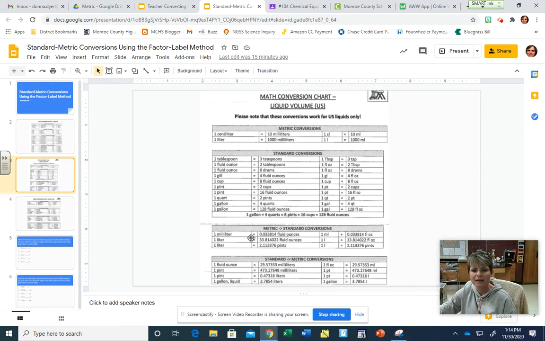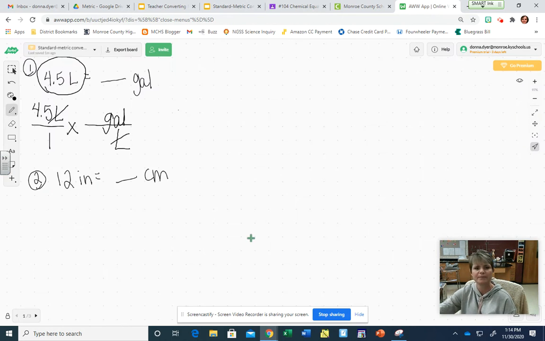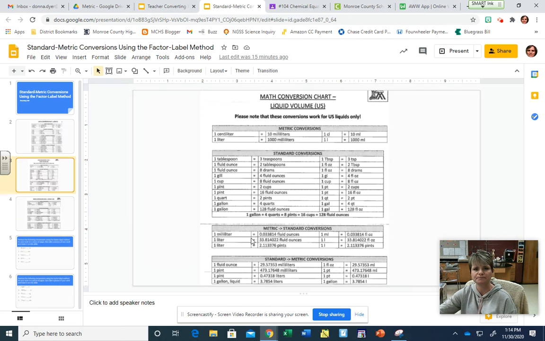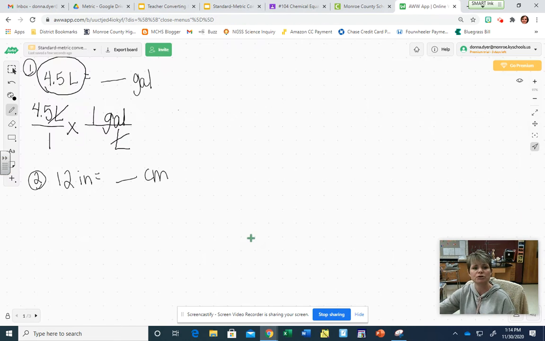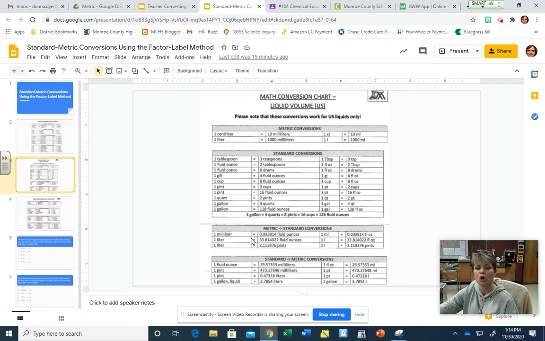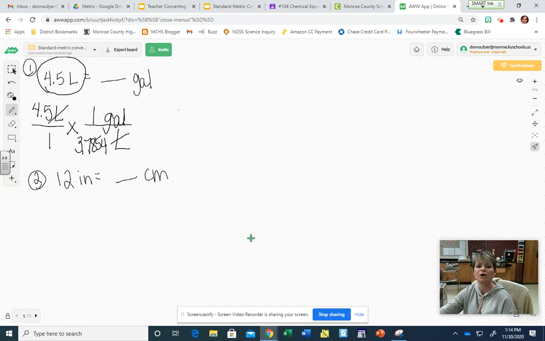So 1 gallon is 3.7854 liters. So if it's 1 gallon in the conversion factor, it's 1 gallon in the problem. If it's 3.7854 liters in the conversion factor, then it has to be 3.7854 liters in the problem. So again, remember, whatever number is in front of that unit in the conversion factor, that has to be the number in front of that unit in the problem. So 3.7854 liters in the conversion factor, 3.7854 liters in the problem.